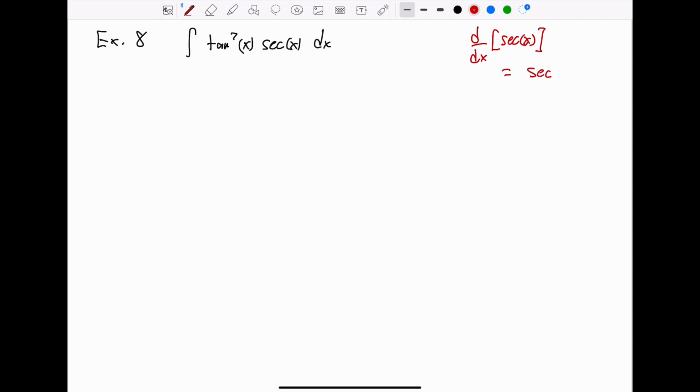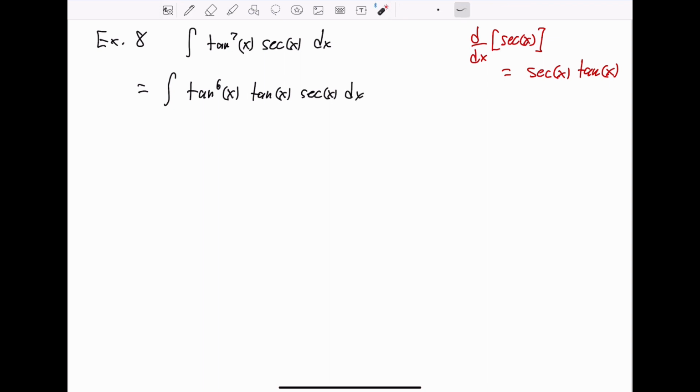is secant of x times tangent of x. This is from Calculus 1. We will use this concept as we work through the problem. All right, so I'm going to peel off a power of tangent. I have tangent to the 6 times tangent times secant. Now notice, tangent times secant is the derivative of secant of x. All right, that will be important when we get to the substitution step.